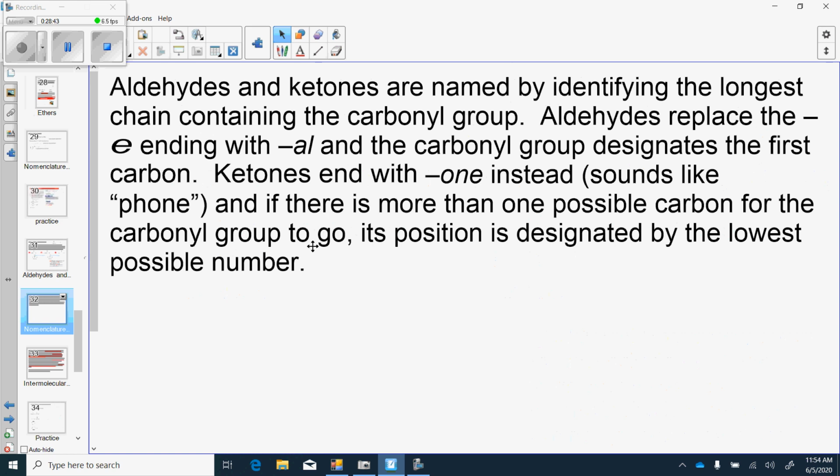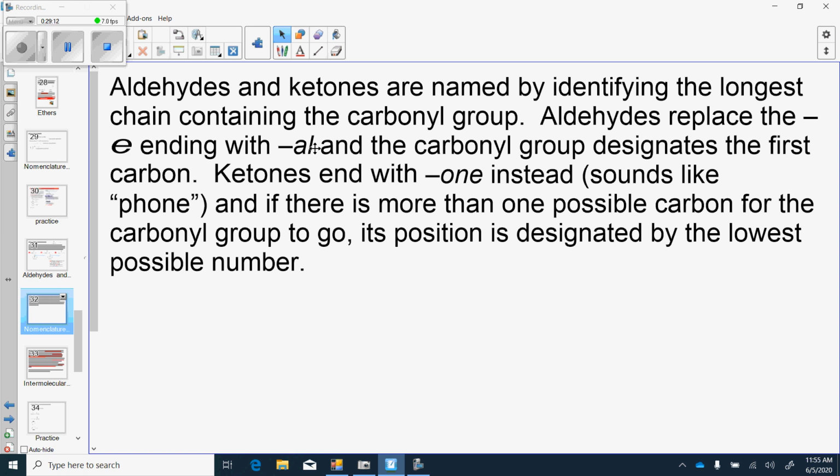So like I was saying, with aldehydes and ketones, we still go with the parent chain. It doesn't have to be an alkane. It might be an alkene. It might be an alkyne. But we start with the parent chain. We drop the E, and if it's an aldehyde, we put AL. And if it's a ketone, we put ONE. With a ketone, we need one more piece of information. Which carbon is that functional group on?